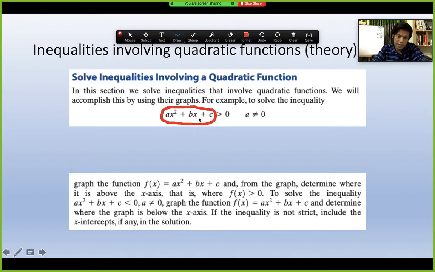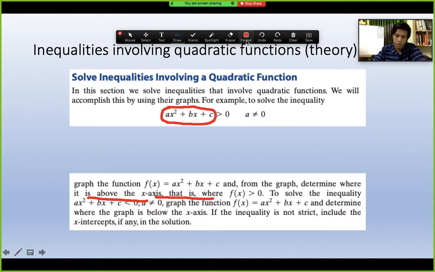So when they say that ax squared plus bx plus c is greater than 0, that means they are telling us where in this function the value of ax squared plus bx plus c is more than 0. So in other words, where the function is above the x-axis. This is what it means. And to solve it, we consider the graph of the function. First we consider that this equals 0, then we try to find the x-intercepts, and then we look at the shape of the graph.